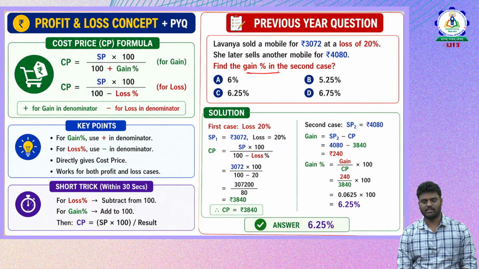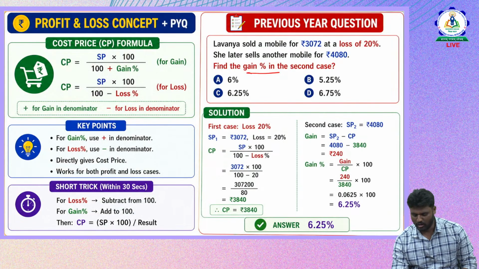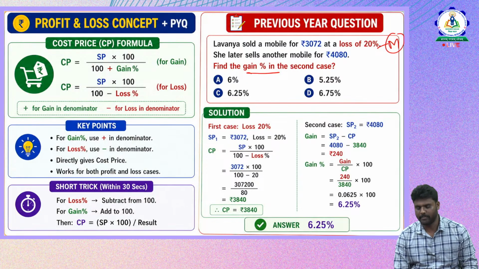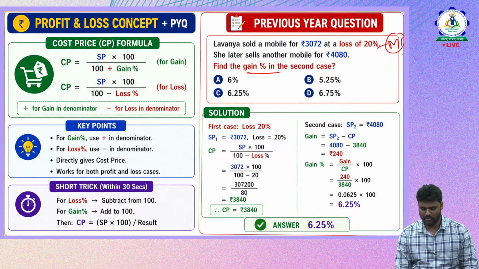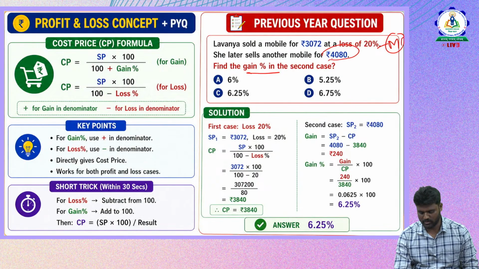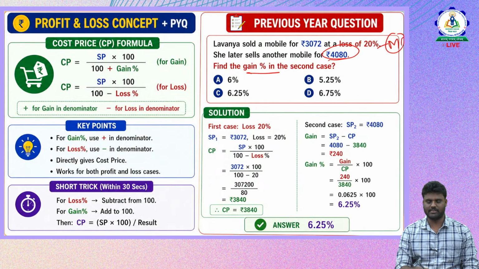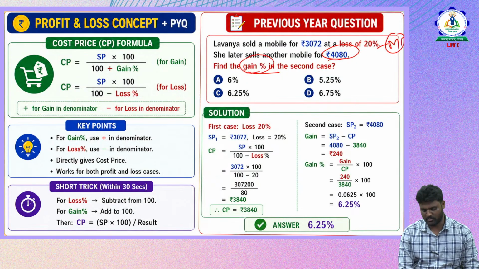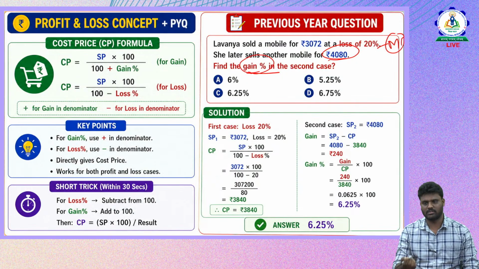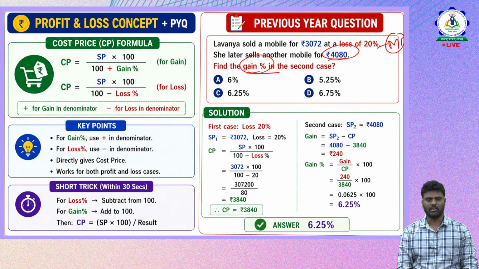Okay, let us reread. Lavanya sold a mobile for 3072 at a loss of 20%. That is mobile 1. Then she later sells another mobile for 4080 rupees, and when she sells the second mobile, she gets some gain. What is the gain percent she got? That we need to identify. Now let us see that.